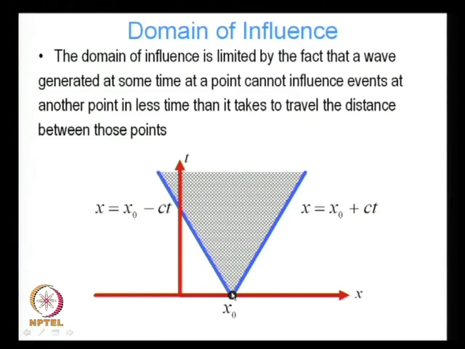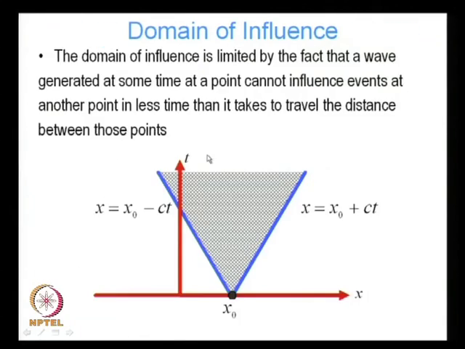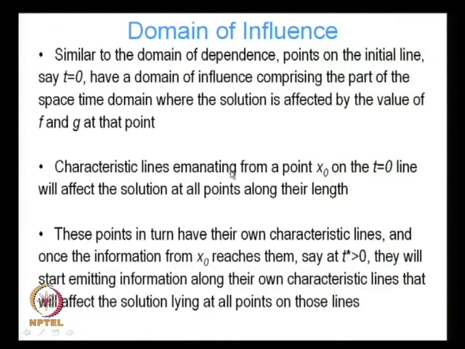So, the information here can propagate to this entire region, because this entire region is the region through which the information along this line and this line can get propagated, where two characteristic lines intersect. In that region we can see the influence of this point. Characteristic lines emanating from point x 0 on the t equal to 0 line will affect the solution at all points along there, that is a given.